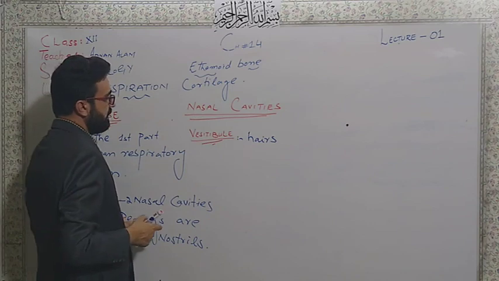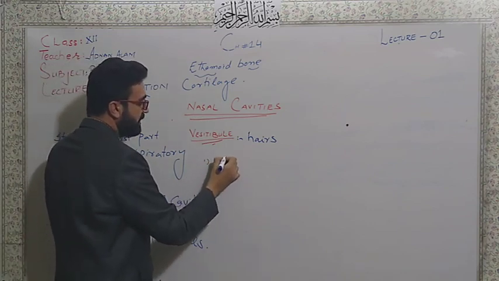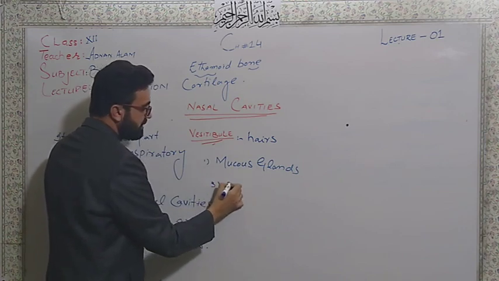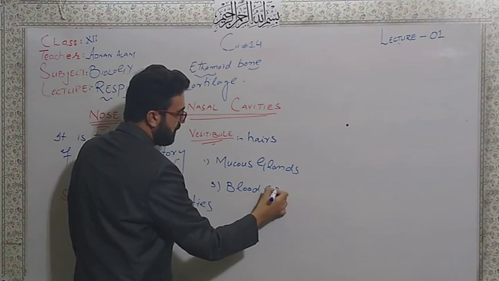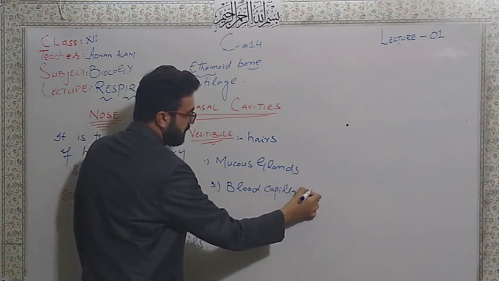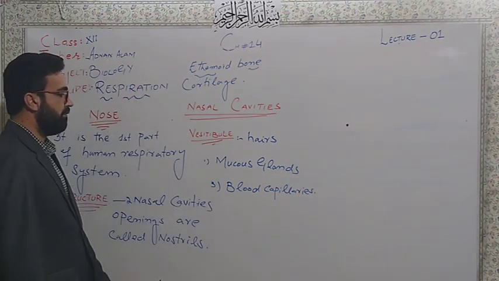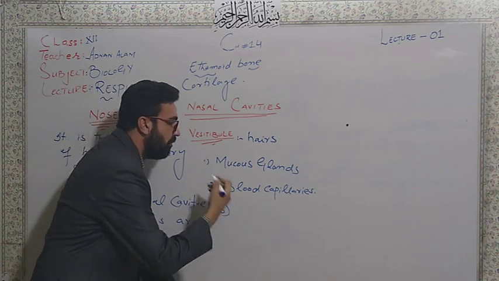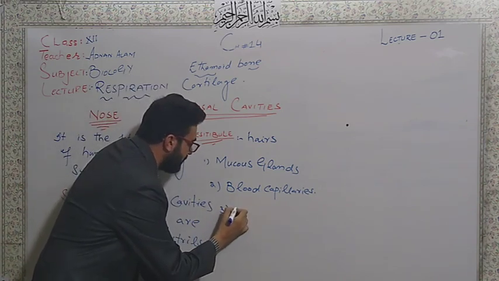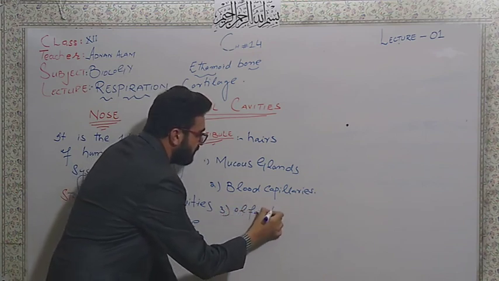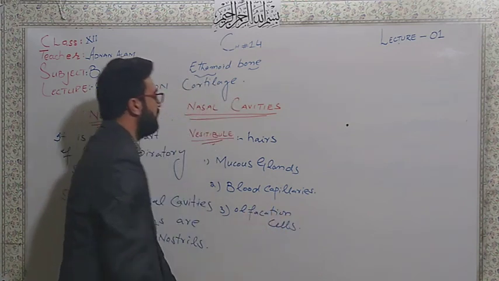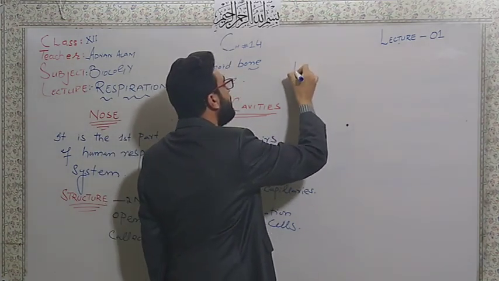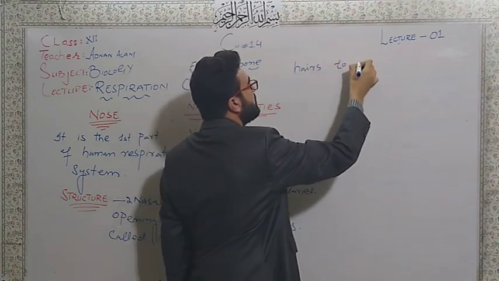Along with that, they have mucus glands, blood capillaries, and here we also have the olfactory cells which have the function of olfaction, meaning smell. Now let's discuss the function of these structures. The hairs are there to trap the dust.